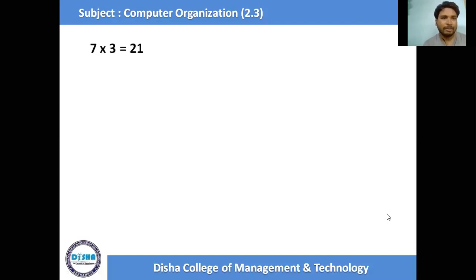Suppose I have the numbers 7 and 3. Here I am multiplying 7 by 3, and the result is 21. So here M is 7 and Q is 3, and we are getting the result 21. 3 must be converted into a binary number, and similarly 7 must be converted into a binary number. In the case of Booth's algorithm, when you multiply M cross Q, the result is AQ. I will explain it in this example.